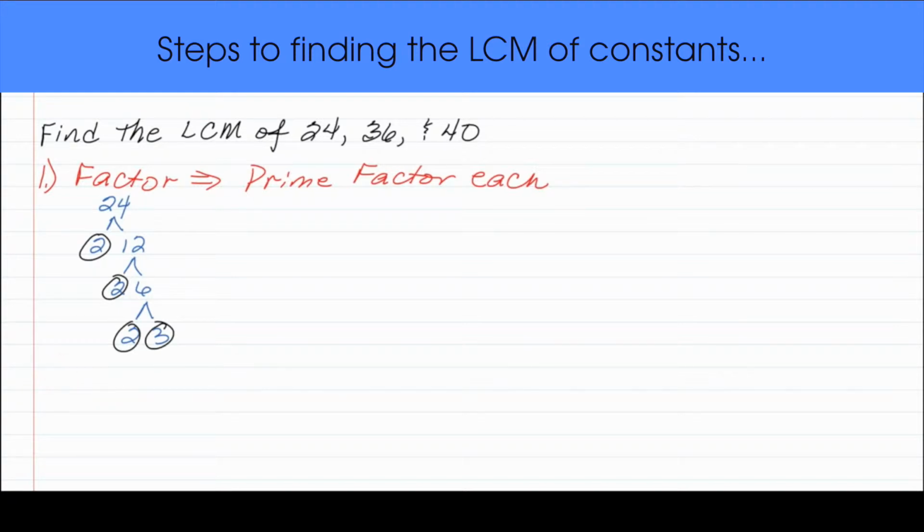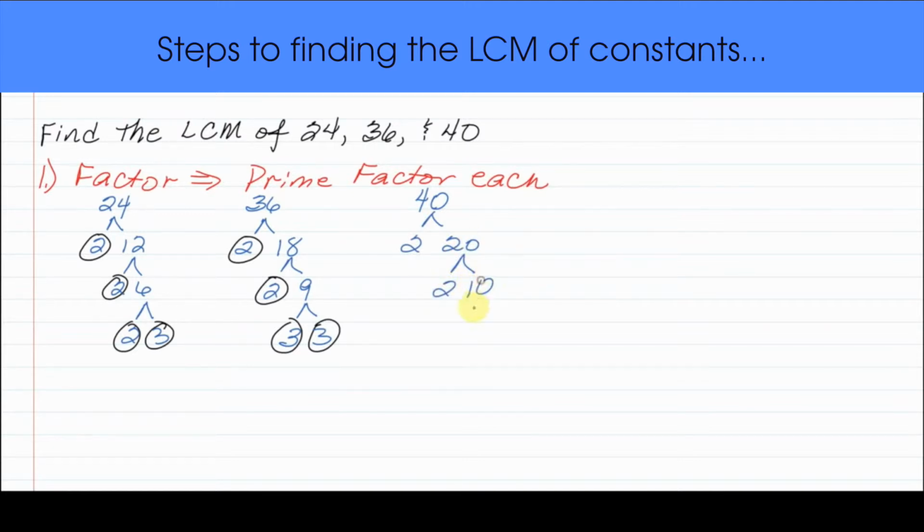So let's do the same thing with 36. 2 will go into 36 18 times, 2 will go into 18 9 times, and 9 is 3 times 3. So we're finished here. We have a prime factor at the end of each branch. And now let's do the same thing with 40. 2 will go into 40 20 times, 2 will go into 20 10 times, and 2 will go into 10 5 times. So now we're finished with this.